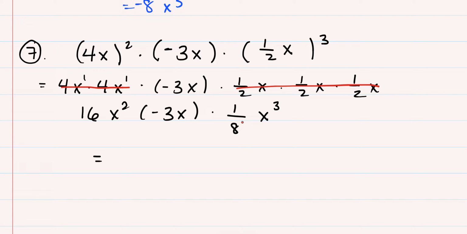I also noticed that this 8 goes into 16 2 times, so I can cross this out and put a 2 here. I'm left with 2 times -3, which is a -6. And so then that takes care of my numbers. And then I have x, well, this has a power of 1, so 2 plus 1, that's 3, plus 3, that gives me 6. So this is our answer.